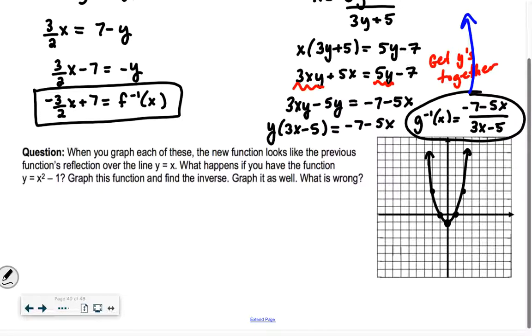So if I take every single point and I reflect it over that line y equals x, that point that I had at 0 comma -1 is now going to be at -1 comma 0, right? And then I had 1, 0, so I'm going to have 0, 1. And I had -1, 0, so I'm going to have 0, -1. I had 2 comma 3, so I'm going to have 3 comma 2. And 3 comma -2. So here's what we get.